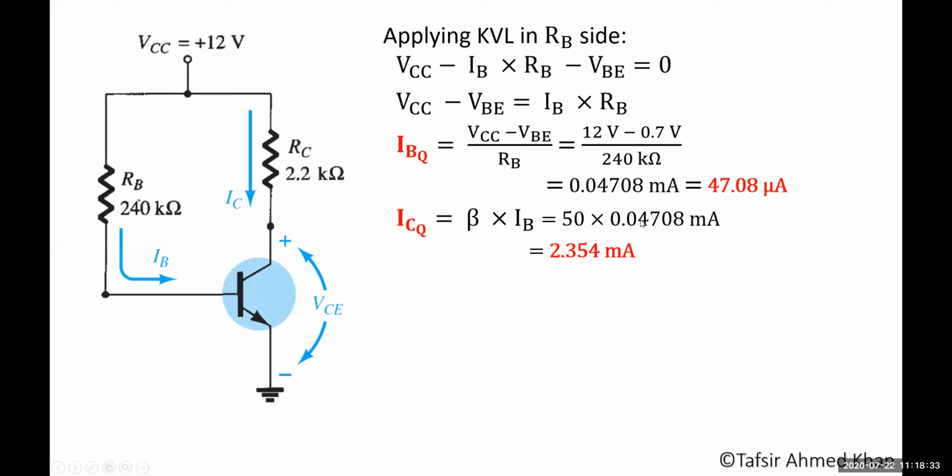So 50 into 0.04708. Why am I not using these? Why am I using this? Because IB will be in microampere, IC will be in milliampere. Since it is in milliampere, that's why I am going to use the milliampere range, so that I do not have to convert it again. Okay. So IB will be in microampere, IC will be in milliampere. That's it.